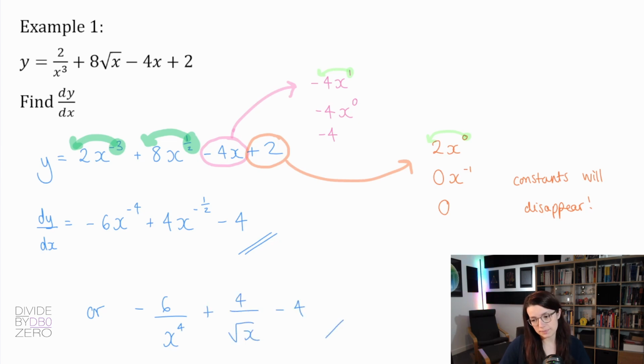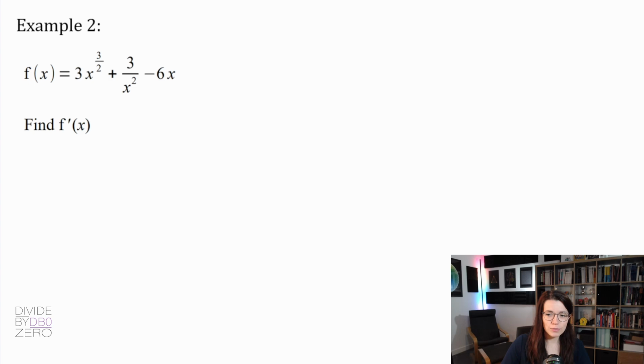x minus 4. Example 2, f of x is equal to 3x to the power of 3 over 2 plus 3 over x squared minus 6x. Find f dash of x. So again, let's start by writing f of x in a form that's going to make it easier to differentiate. So 3x to the power of 3 over 2 plus 3x to the power of minus 2 minus 6x.